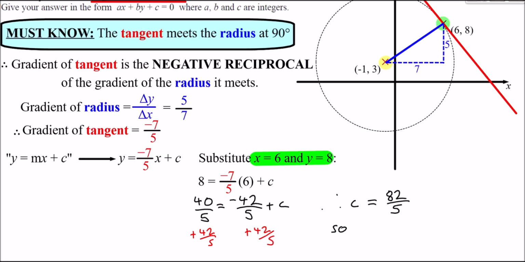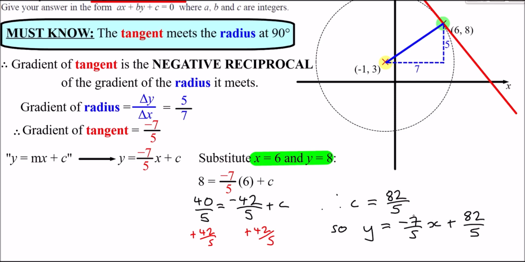So then our equation is that y equals minus 7 fifths of an x, and then plus 82 over 5. We can now think about this here. So we need our answer to be in the form ax plus by plus c equals 0. So everything needs to be on the same side of the equation, and the right-hand side needs to be equal to 0. A, b, and c need to be integers, which basically means they need to be whole numbers that are allowed to be negative.